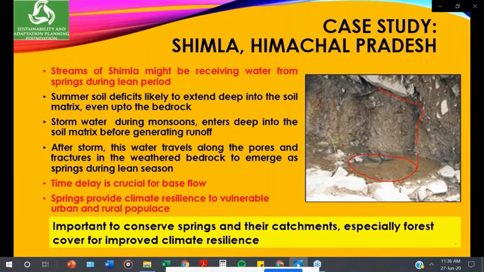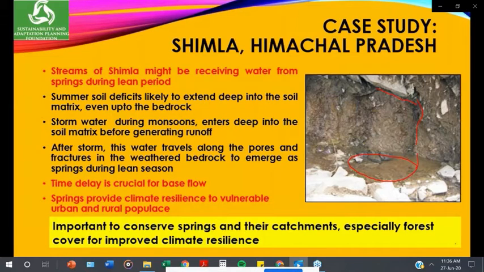And this is very, very important because we found that these springs have an important role in the base flow that mountain rivers especially have during the lean period or the summer period. So that is why it is important that we recognize the importance of these springs and conserve their catchments.